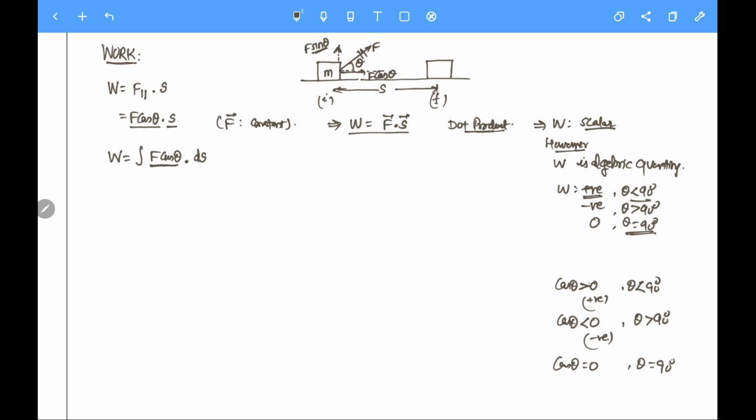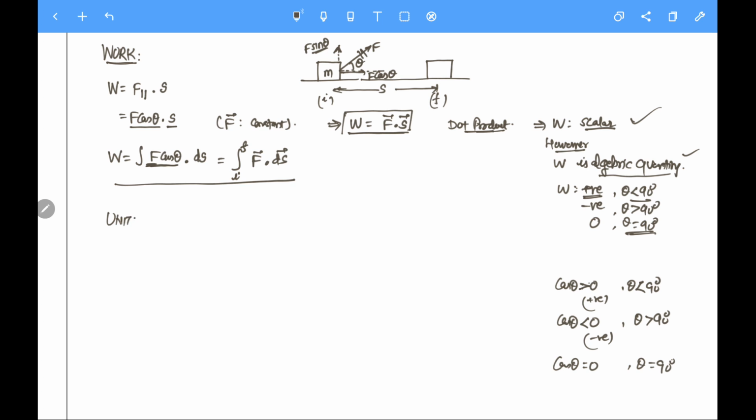As the force was constant, we write W equal to F dot s. Similarly, if F is variable, not constant, then we can write it as the integral of F dot ds, integrating from initial position i to final position f. This will give the work for a variable force. Already said that work is a scalar and an algebraic quantity, so it is to be added algebraically with sign.